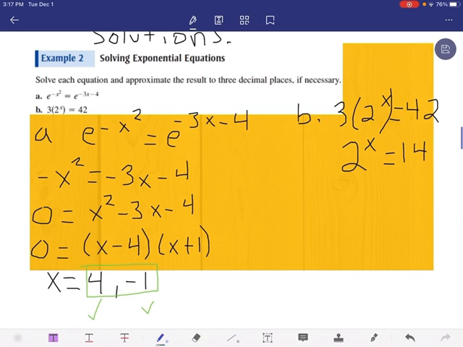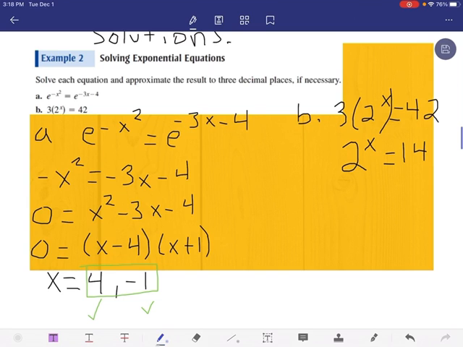Now this one's a little bit different than our last one because 14 isn't already written as a base of 2. But if we can write it as a base of 2, that's what we want to do. But if we think about it, well, 2 to the first is 2, 2 squared is 4, 2 to the third is 8, and then 2 to the fourth is going to be 16. Now, that 14 is not included, so that means that we can't use our one-to-one property.